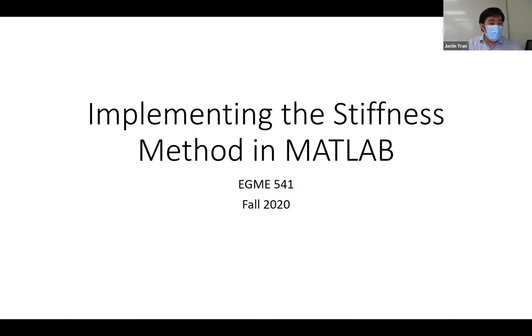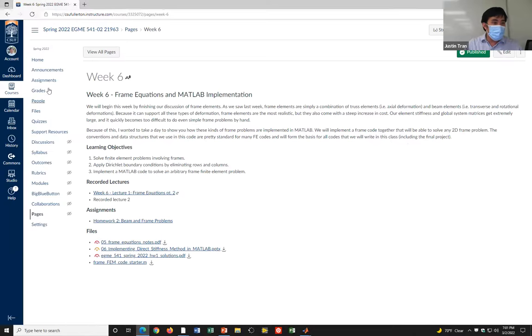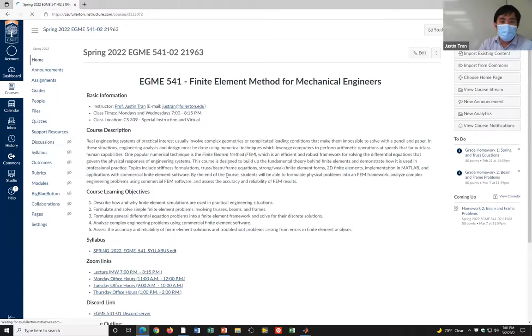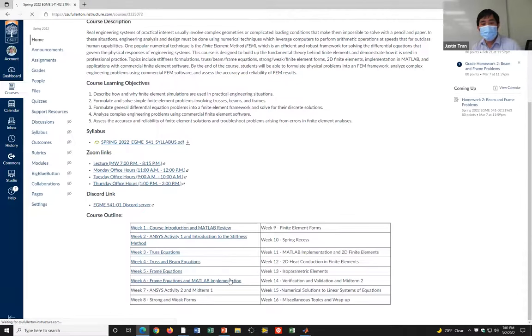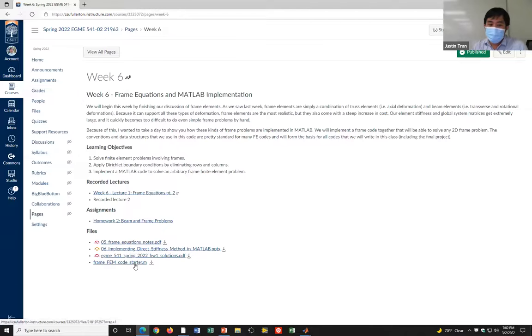But anyway, if you're just joining us, today is an interactive MATLAB day, and we're going to be developing a code together. If you want to follow along, go to the Canvas site and to our page for week 6, and you'll see that I've posted a starter code there. You can download that starter code and open it in MATLAB, and then we'll fill in all the missing parts today.